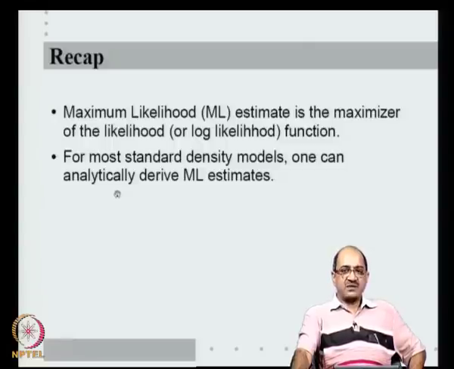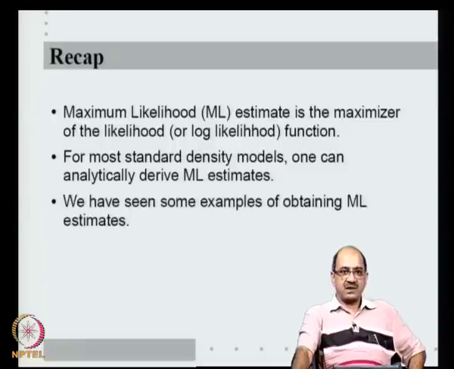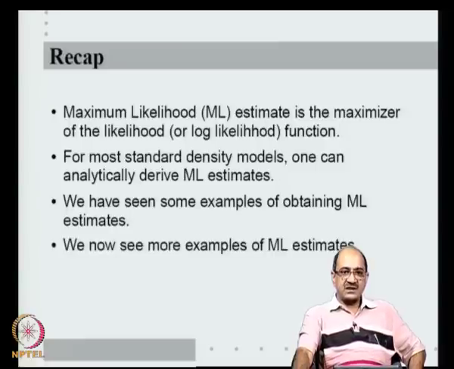Last class we have seen it for a couple of examples. One is the one dimensional Gaussian, estimating both mean and variance, and we also saw a simple discrete random variable, namely the Bernoulli random variable that takes only two values 0 and 1, like when I toss a coin and estimate the probability of heads of a coin. For these two simple examples, we have seen how to obtain ML estimates. This class we will see a few more examples of obtaining ML estimates and then close the part on maximum likelihood estimation of densities. So, we will start with a couple of examples.